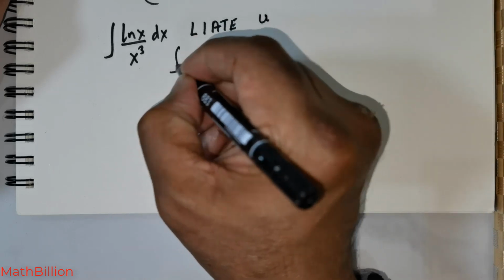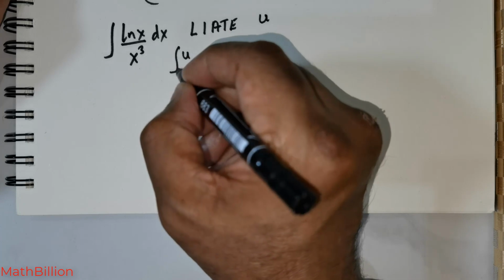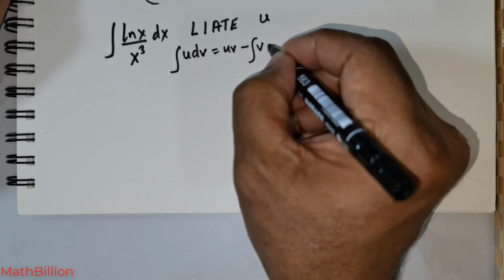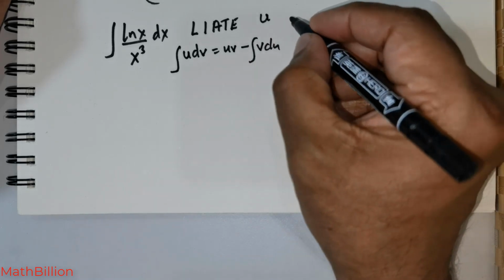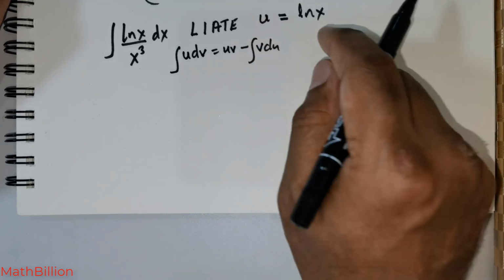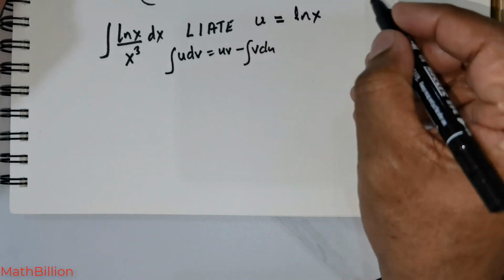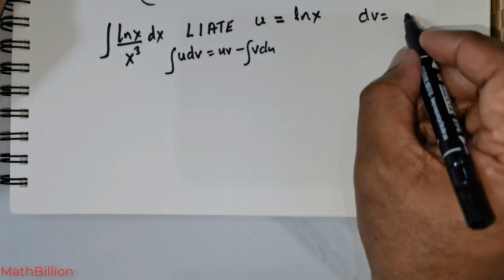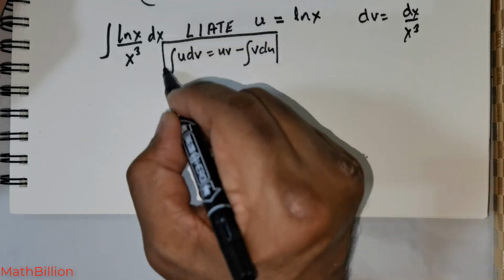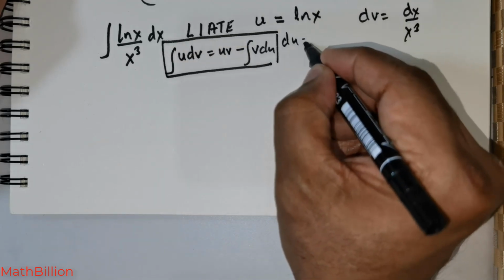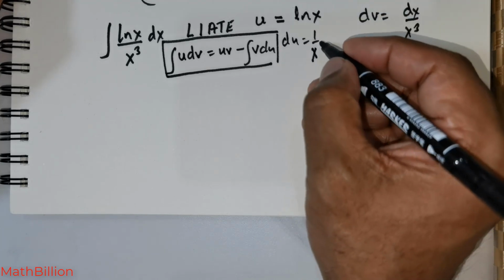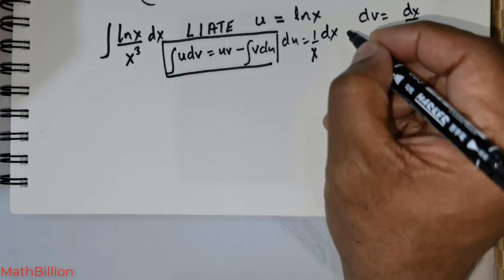Now you should know the integration by parts formula, which is nothing but the integral of u dv is equal to uv minus the integral of v du. This is the formula. So in this case I would take u to be ln x, so this has to be differentiated, and dv is equal to dx over x to the power of 3. If you differentiate this, it is going to be 1 over x times the differential of x, which is dx.